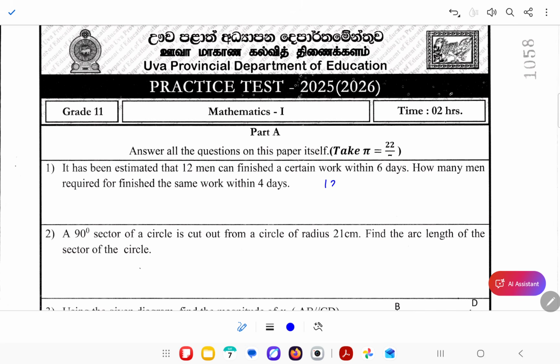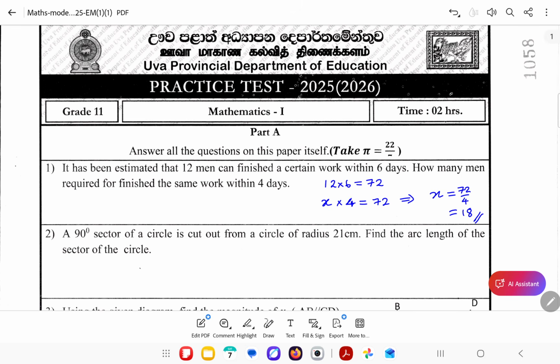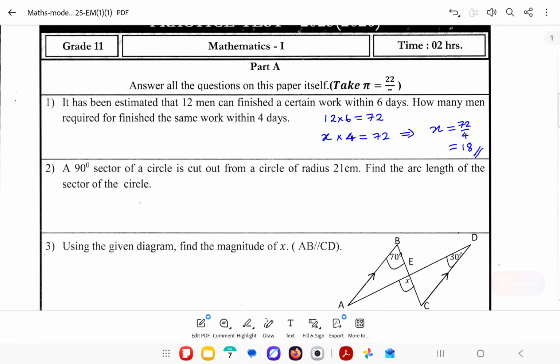So 12 men in 6 days, that will be 72. So the same amount of work has to be done in 4 days. So we have to find the number of men. Let's take the number of men as x. So 4x is equal to 72. Then x is equal to 72 over 4, 18. So 18 men are required to finish the same work in 4 days.